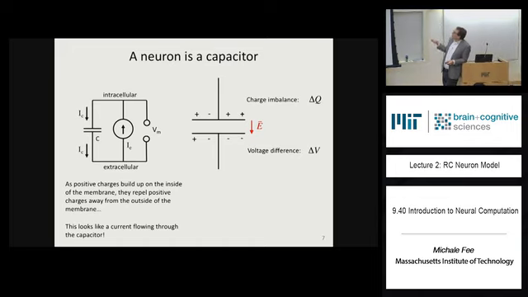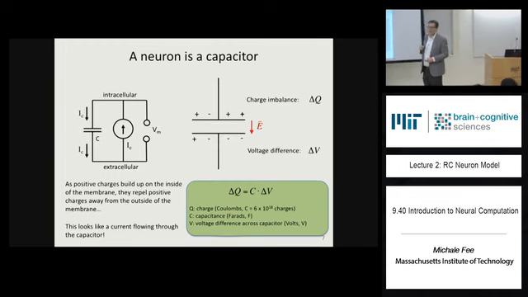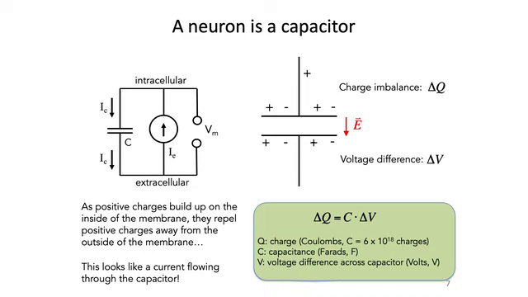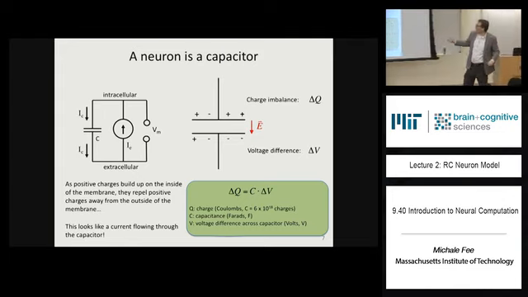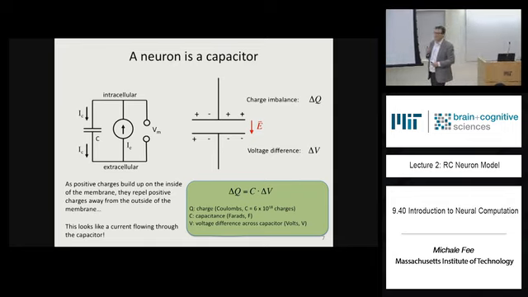Now, there's a charge imbalance and a voltage difference, and they're proportional to each other. So there's a proportionality constant that's called the capacitance. If you can put a lot of charge and have a small voltage difference, that's a big capacitor. And you can get a big capacitor just by having a big area. You can have a lot of charges with a small voltage difference if you have big plates on your capacitor. So the capacitance is actually proportional to the area of the plates, and it's inversely proportional to the distance between them.